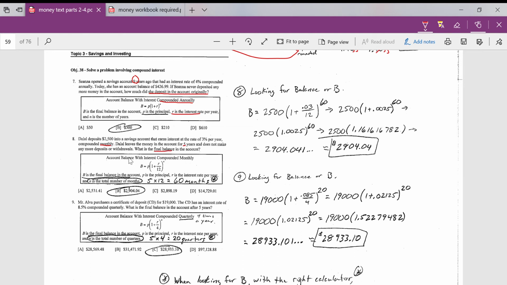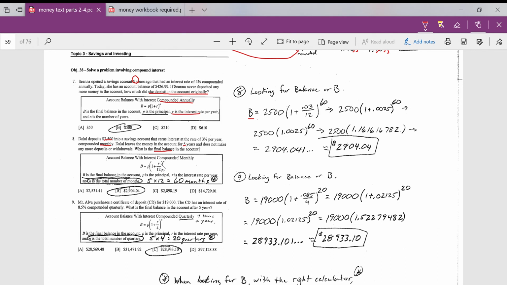Okay, so here's the formula. It says in the formula, B is the final balance. That's what we're looking for. So again, number 8 here, I'm leaving B as a B. There's no number to go in there right now. P is the principal, how much money they put in. That was $2,500, so that goes here. The 1 is part of the formula, it goes there. R is the interest rate, so that goes here.